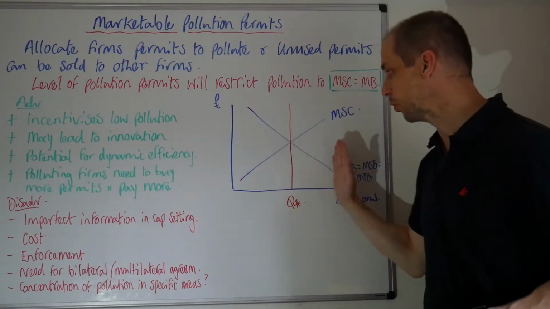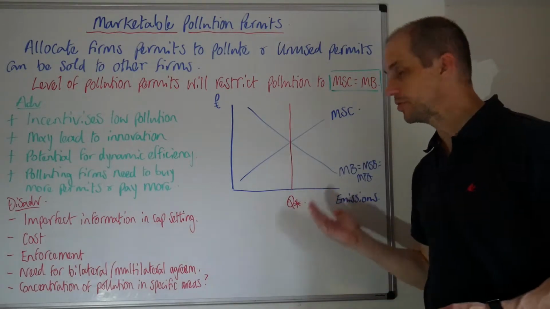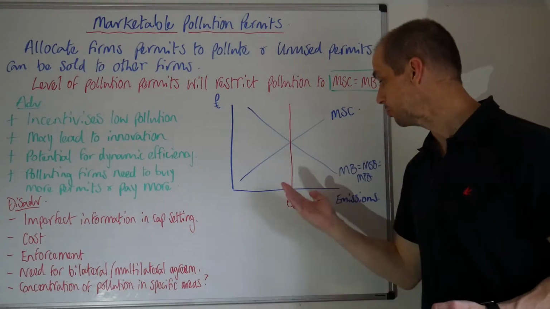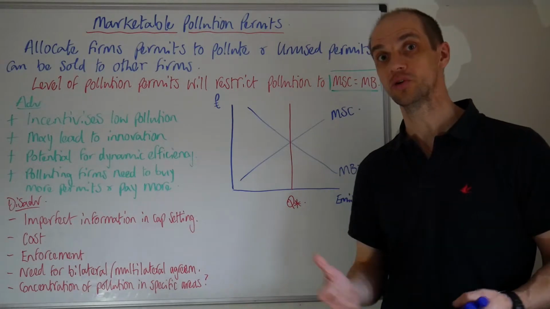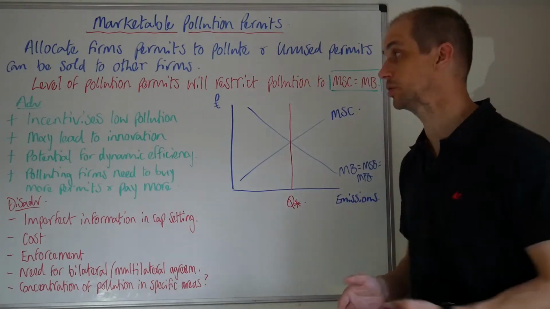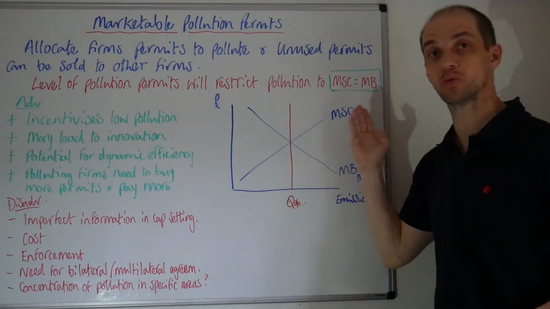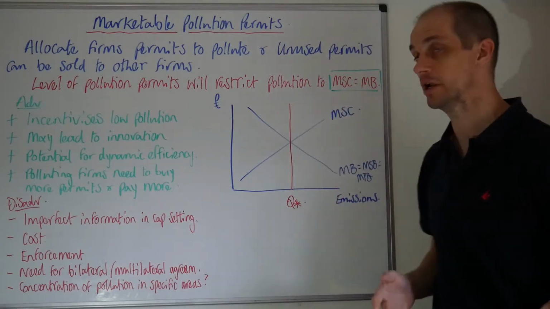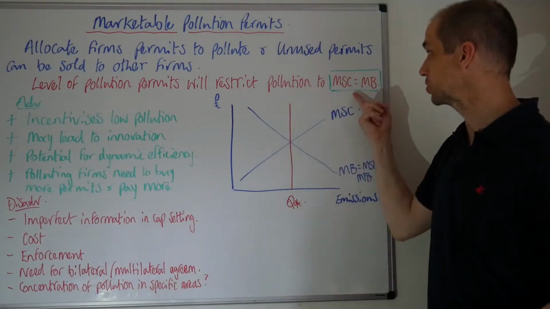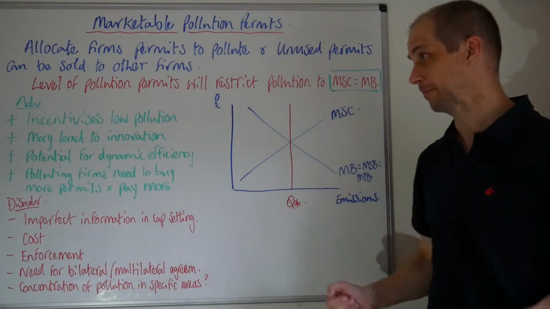Okay, therefore you can see that we will not go beyond that position, and thus there is no means by which companies should be producing excess output and contributing to more emissions. So we can see the level of pollution permits will restrict pollution to the point where the marginal social cost equals the marginal benefit, and that's really important.